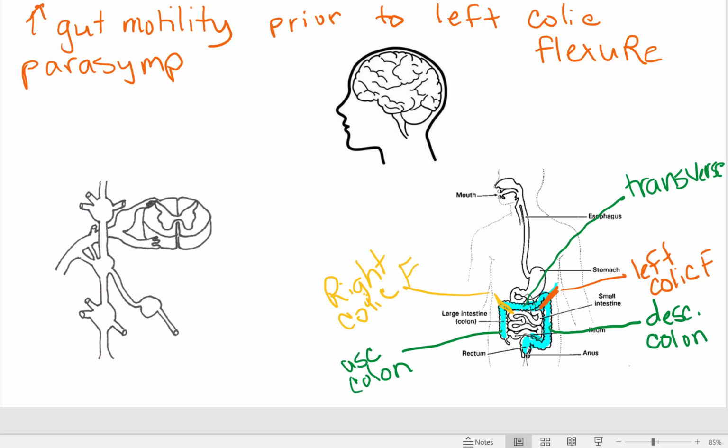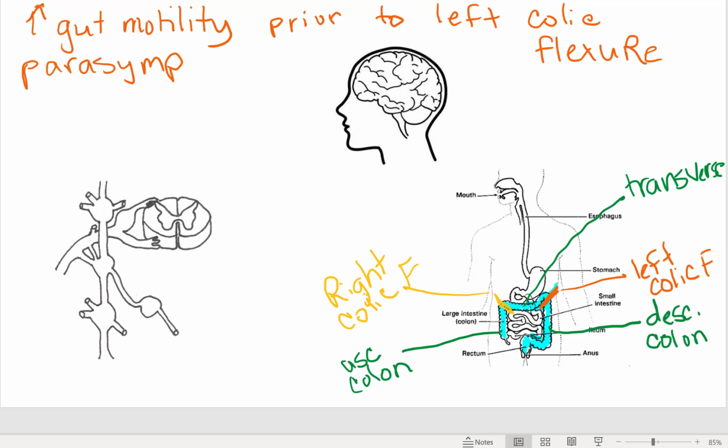Now, why is the left colic flexure an important landmark? Why am I bringing this up? If you were to eat food, if you're looking at this picture, when you swallow, that food would enter your esophagus, then it would enter your stomach, then it would enter your small intestine. There are three parts to your small intestine: the duodenum, the jejunum, and the ileum.